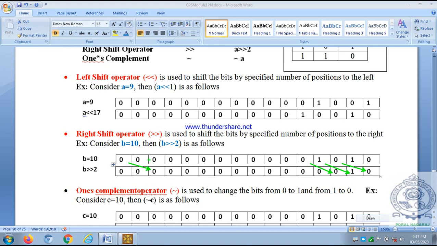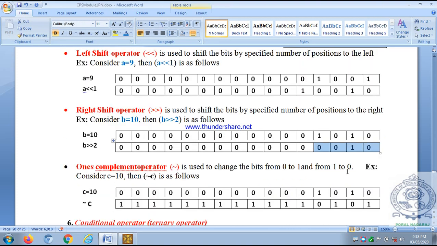So what will be its value? 0010 is nothing but 2. So that's why B right shift 2 is 2. B right shift by 2, how much is it? 2. Its value is 2. And of course for A, you have to left shift by 1, and the result will be 17. 0010 is nothing but 2.